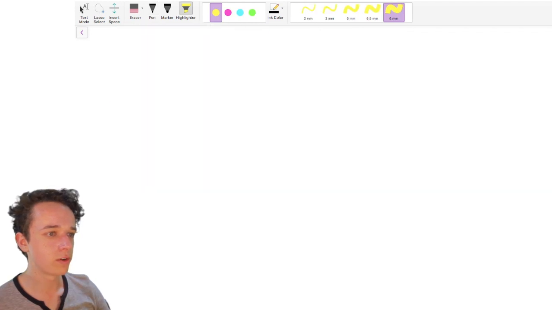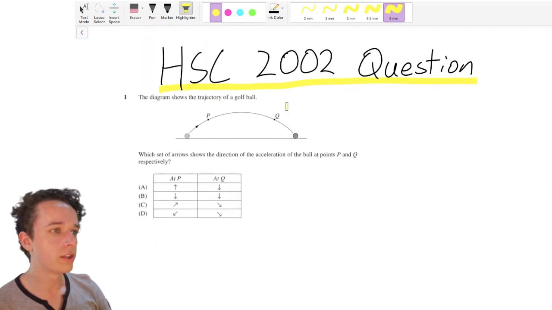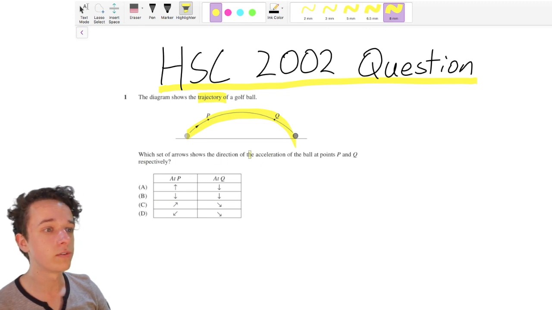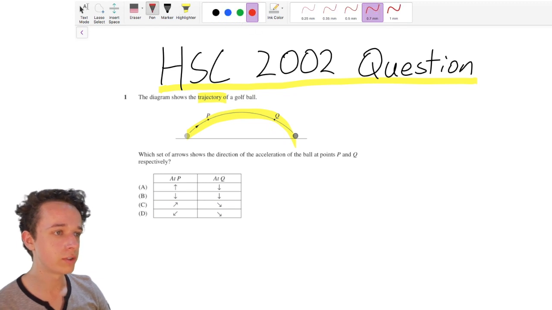The next question is from HSC 2002. The diagram shows the trajectory of a golf ball, standard parabola. Which set of arrows shows the direction of the acceleration of the ball at points P and Q respectively? Well, the only force on this projectile is gravity, and therefore the only force that this projectile experiences is a constant force in the y component of magnitude negative 9.8 meters per second squared. And so both arrows will be pointing down at P and Q. Therefore, option B is correct.